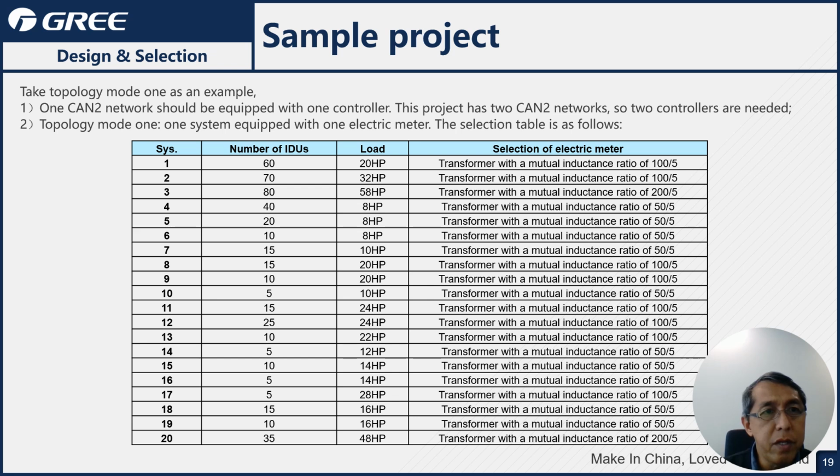Take topology mode 1 as an example. One CAN2 network should be equipped with one controller. This project has two CAN2 networks, so two controllers are needed. In topology mode 1, one system is equipped with one electric meter. The selection table is as follows.